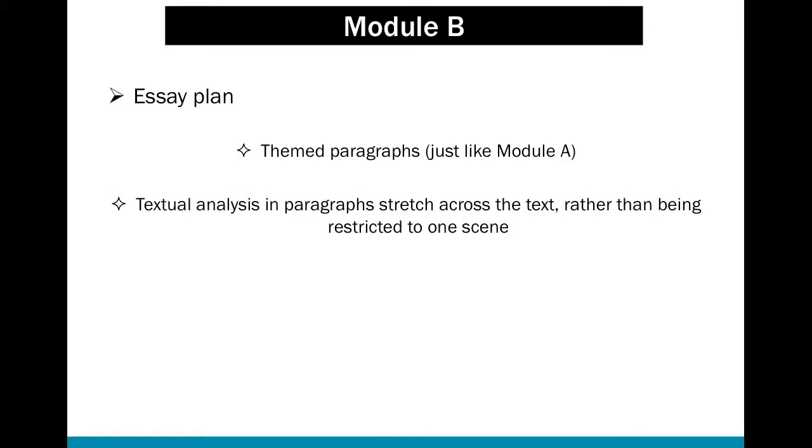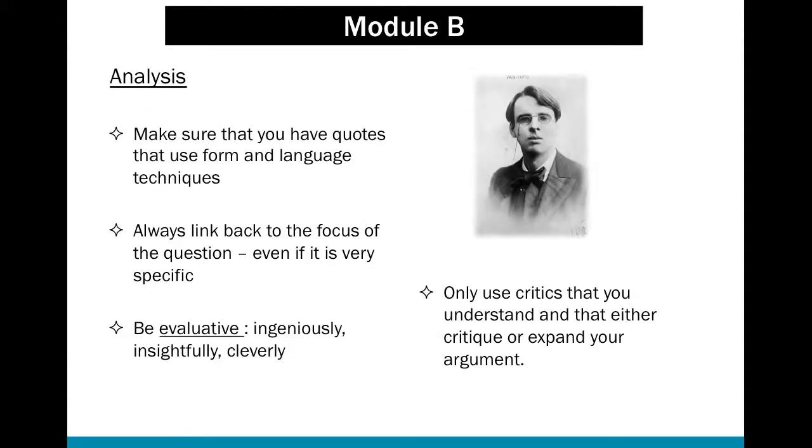So when you do textual analysis, each paragraph should stretch across the text rather than being restricted to one scene. I find that a scene-by-scene analysis can actually be quite limiting for an essay, in the same way that doing one poem at a time can be very limiting. I would instead do two poems in the one paragraph, or do multiple scenes in the one paragraph, so that you can actually explore the theme in its entirety rather than focusing on one specific scene.